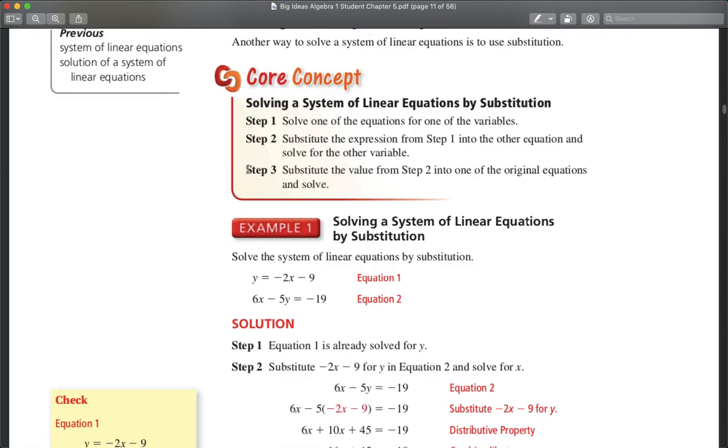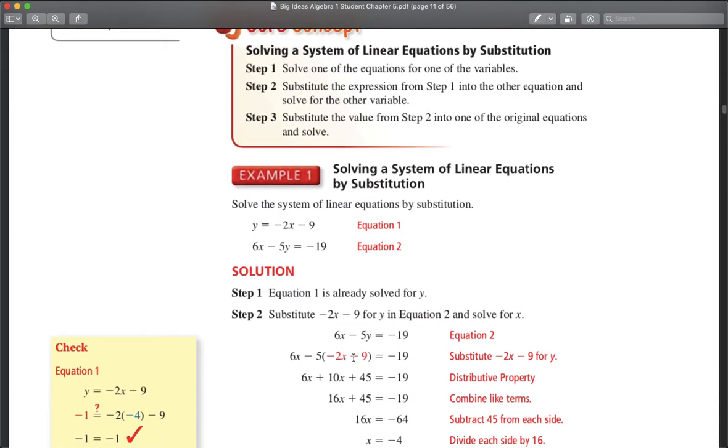Now just keep in mind step 3 before we continue with the solution. Step 3 says substitute the value from step 2 into one of the original equations and solve. So once you solve for one of the variables, right? If you're substituting y, then you no longer have y, you're going to eventually solve for x.